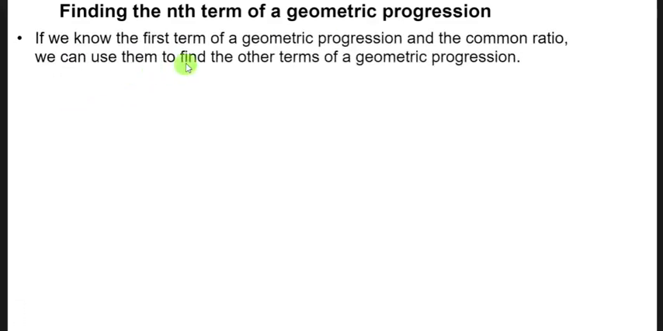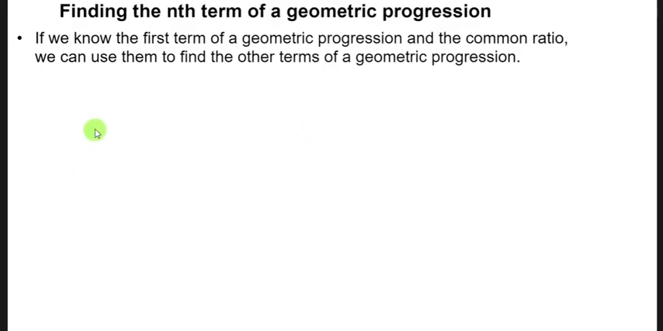Alright, so let us look at finding the nth term of a geometric progression. If we know the first term of a geometric progression and the common ratio, we can use them to find the other terms. Using these two, we can find the nth term or any other term of the geometric progression.